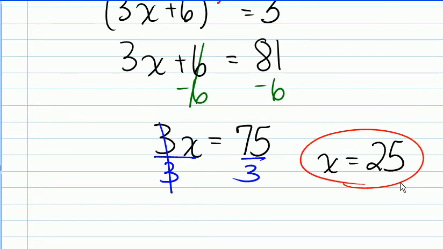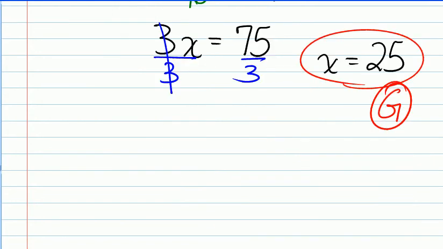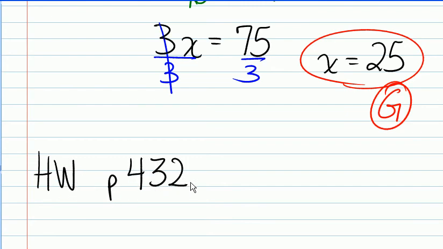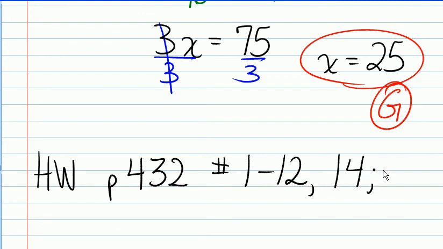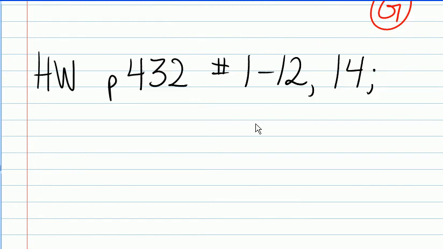So your homework is found on page 432. Do all of numbers 1 through 12. Also do 14. And then problems 37 through 49 are odds. And that should be that.